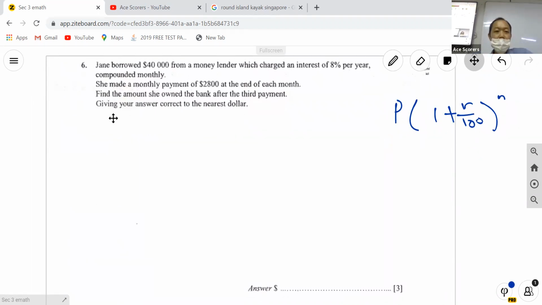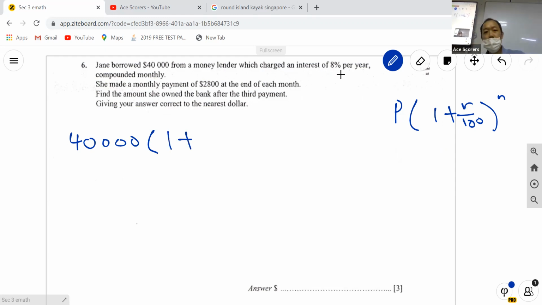So Jane borrowed 40,000 from a money lender. They charge an interest of 8%. So P is 40,000. Then 1 plus R. Now my R cannot be 8. Can you help me? 8 divided by 12, what do you get? First one is monthly. 0.666666. 8 divided by 12, so it's 2/3. So write 2 over 3 over 100, to the power n.